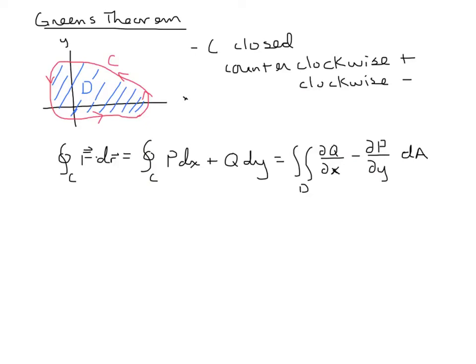Now, if C was closed and the vector field happened to be conservative, then the integral itself is just 0. And if it's conservative, these two quantities are equal, and you get 0 right there under the integral. If it's not conservative, then we'll get a different value for the line integral. Let's do an example.